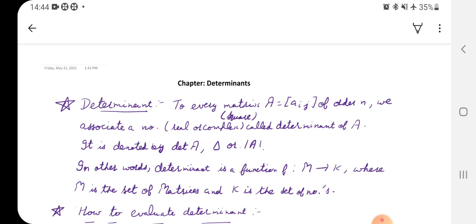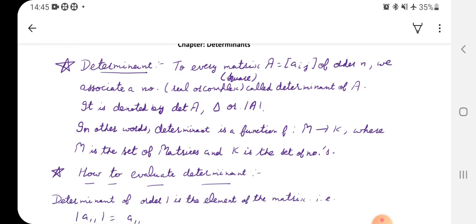To every matrix A equals [aij] of order n, we associate a number, real or complex, called the determinant of A. Determinant of A is actually nothing. It is a number associated to each of the matrix. So that is the determinant. It is denoted by delta or this notation, determinant of A. These all of you know, right?